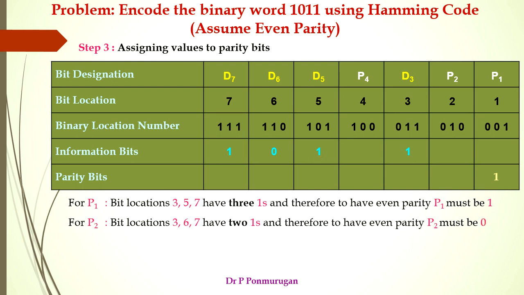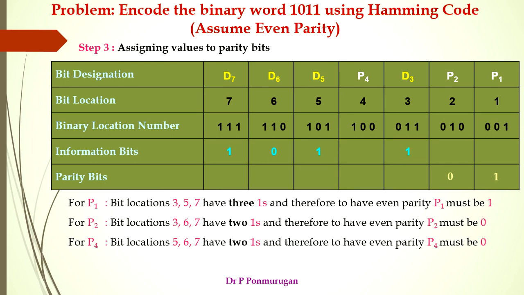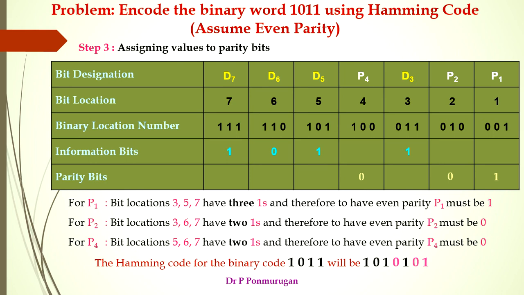And for P2, we have to check bit locations 3, 6 and 7. It has 2 ones. So to satisfy the even parity condition, P2 must be 0. Right? And for P4, the bit locations 5, 6 and 7 have to be checked, and here we have 2 ones, and to satisfy even parity we have to place a 0 in P4. So finally the 7-bit Hamming code for the binary word 1011 will be 1010101.